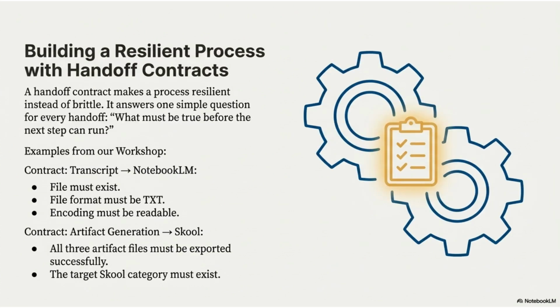Building a resilient process involves creating handoff contracts. These answer the simple question, what must be true before the next step can run? Examples include requiring the transcript file to exist and be in TXT format.